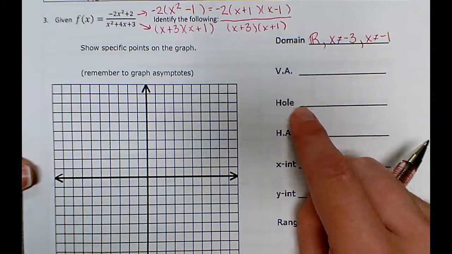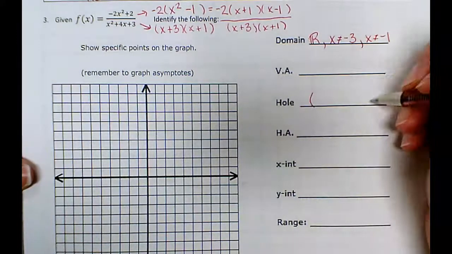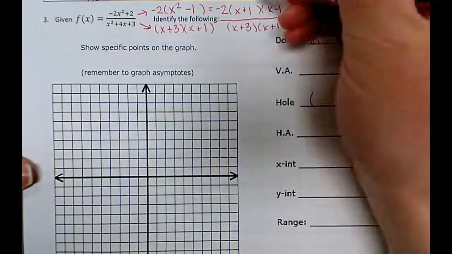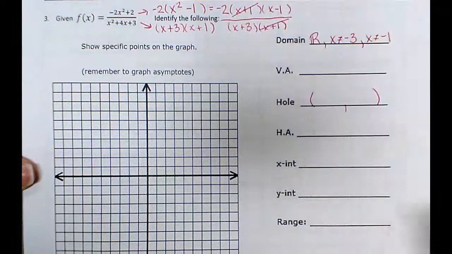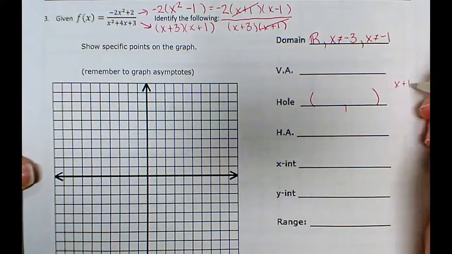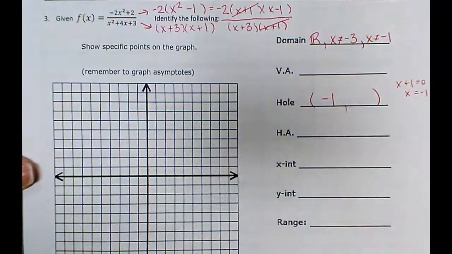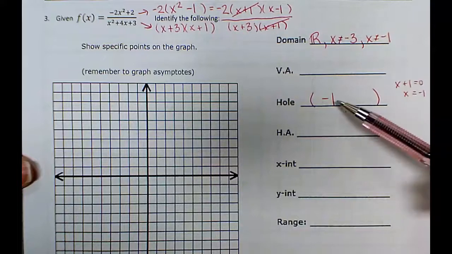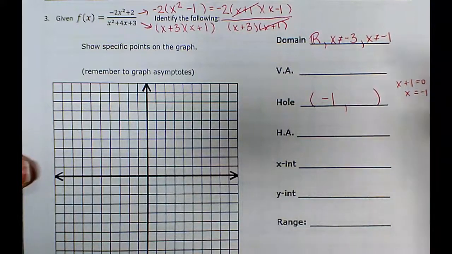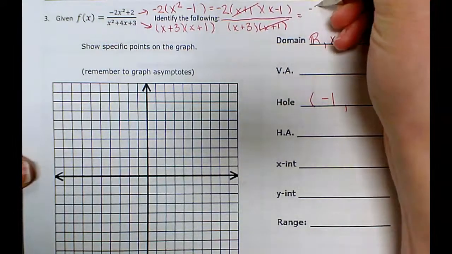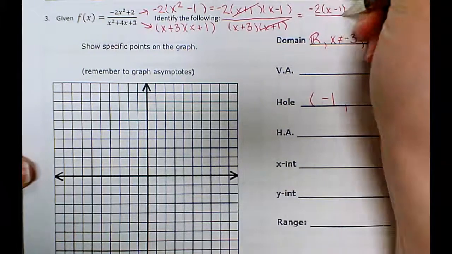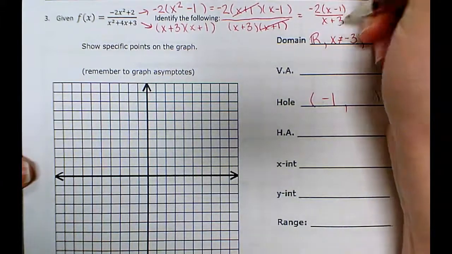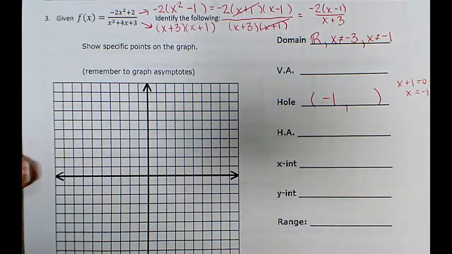Now let's get back to this hole. We know there is one, and it occurs when this canceled out factor is equal to 0. So x plus 1 equals 0. The x value of the hole is -1, which is good. It makes sense. It matches because in our domain, we took out an x value of -1. That's because there's a hole there. I'm just rewriting the simplified form of my function.